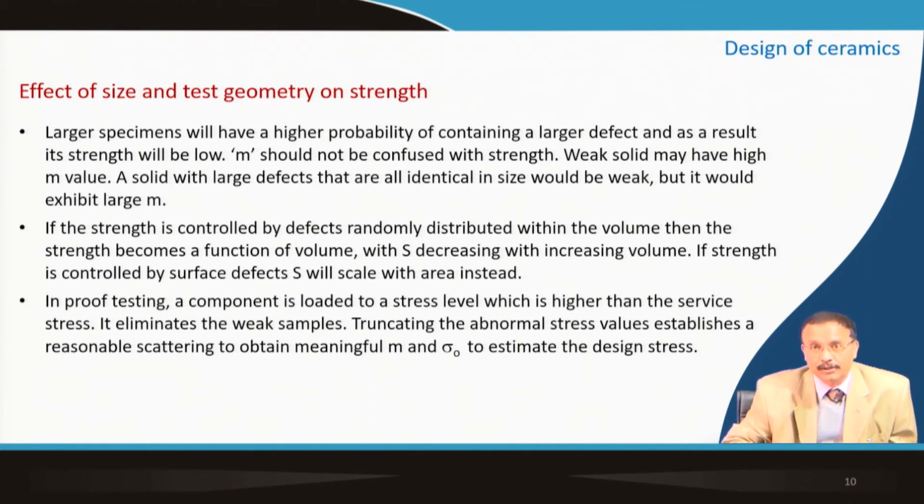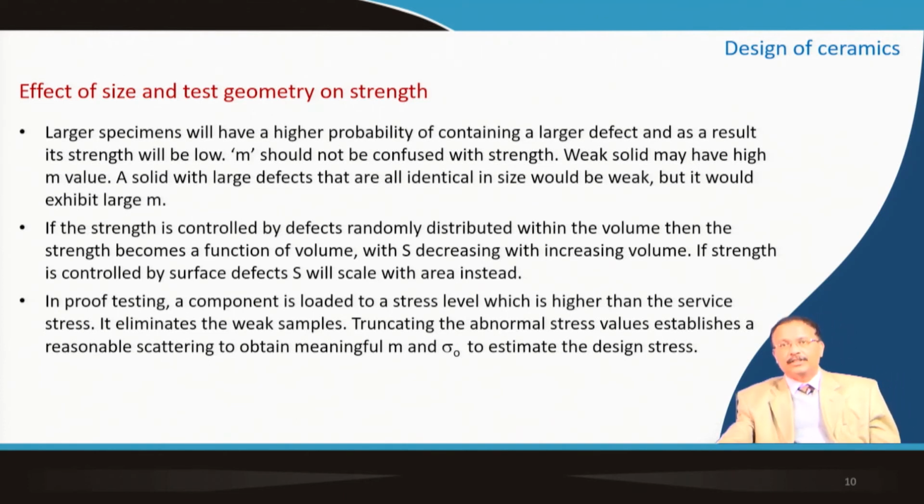Usually we test a small sample, but is it correctly reflected for a large sample? Usually it does, because of the uniformity. Then of course you get the same kind of reliability, but the volume factor always remains. And this is very peculiar: as I told you, M should not be confused with the strength. A weak solid, one with large defects that are all identical in size, will be weak, but it would exhibit a large value of M.